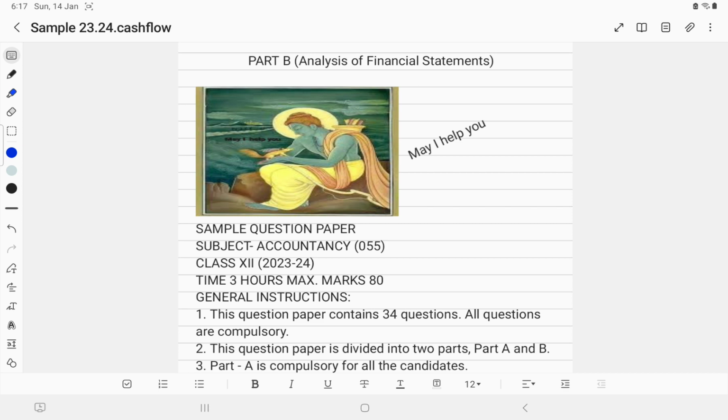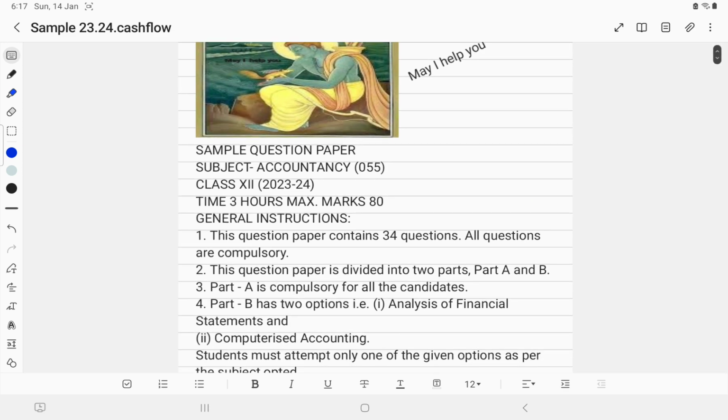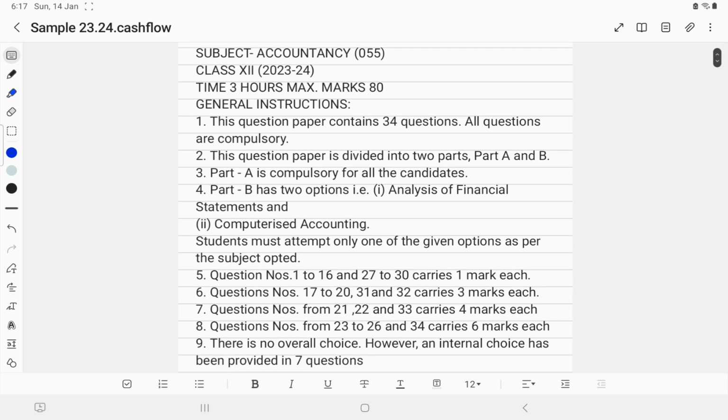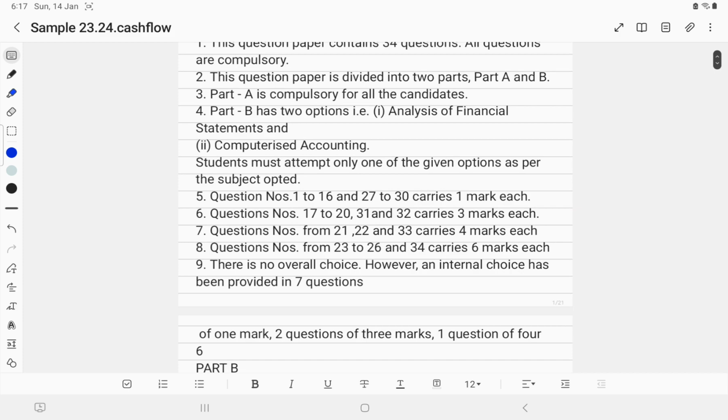In this video, we will see the solutions for the sample question paper, accounts, for the year 23-24. Solutions for Part B, analysis of financial statements. Part B has two options: one, analysis of financial statements, and the other, computerized accounting. In this video, we will see the solutions for analysis of financial statements.